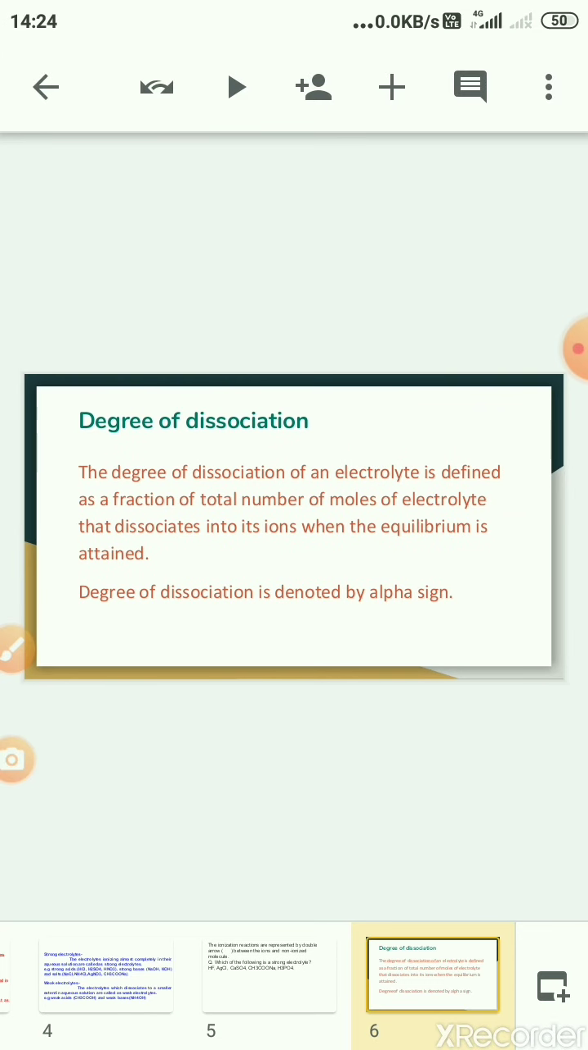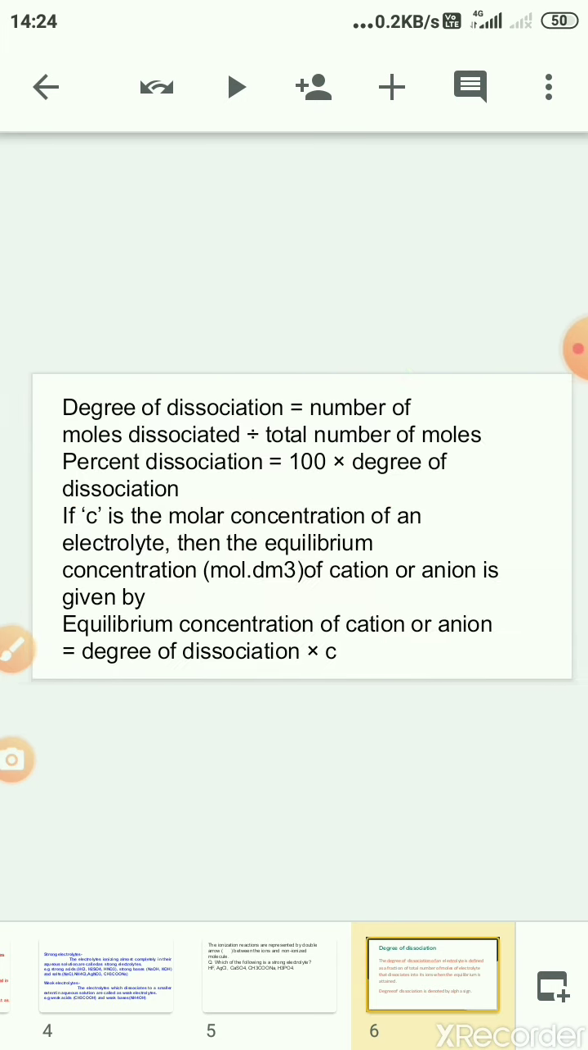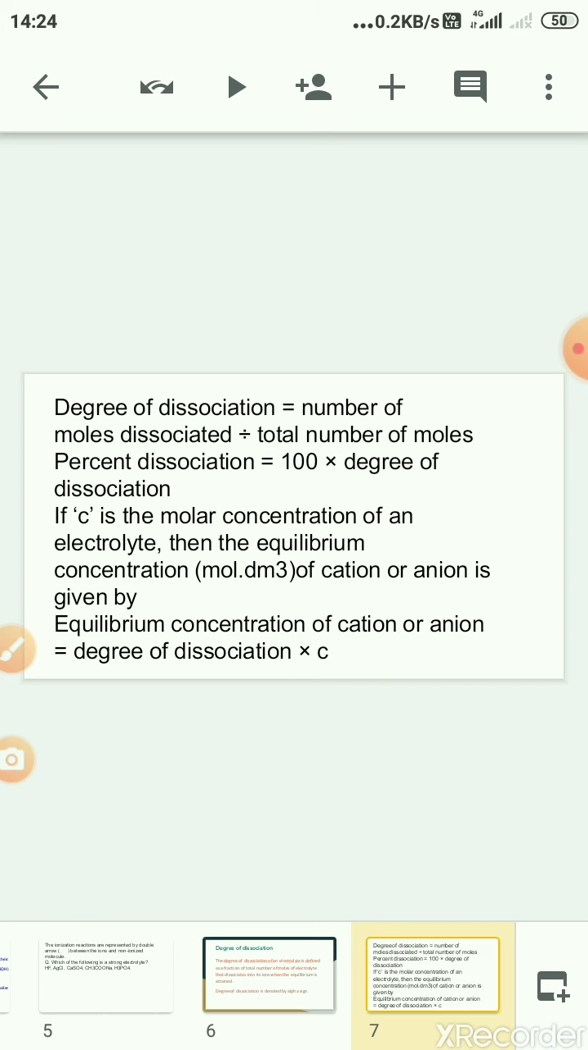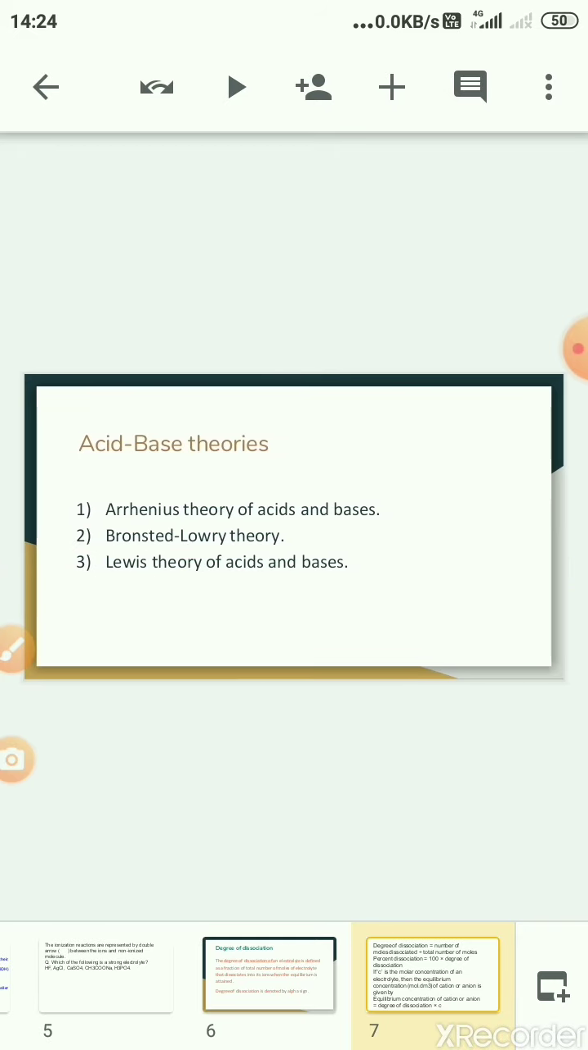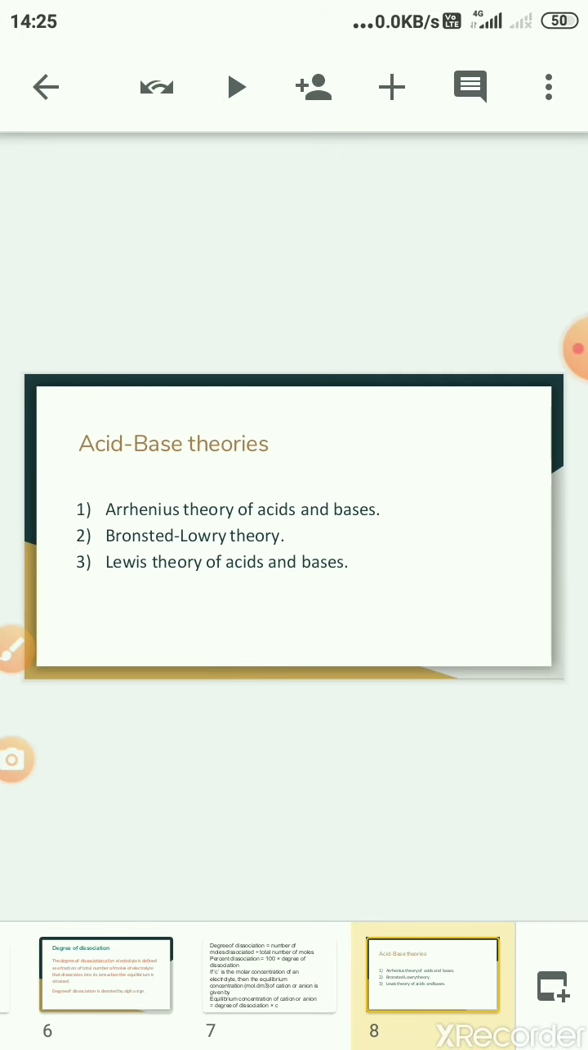After that we have seen the most important, applicable part of ionic equilibria, that is degree of dissociation. In this we have seen three formulas: degree of dissociation, formula for percent dissociation, and formula for equilibrium concentration of cations or anions. And after that we have seen three theories of acids and bases.